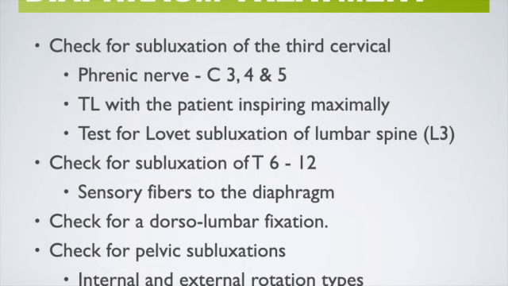Also, remember the motor supply for the diaphragm is from C3, 4, and 5 cervical nerves. C3, 4, and 5 keep the diaphragm alive. We've all heard that as we're learning anatomy. So you can TL the cervical spine and then have the patient breathe in and out. And you may not find anything in the clear, but when you have the patient breathe in or out, then it may reveal a subluxation or fixation in those areas. Then, of course, you want to test for a Lovett relationship between C3 and L3.